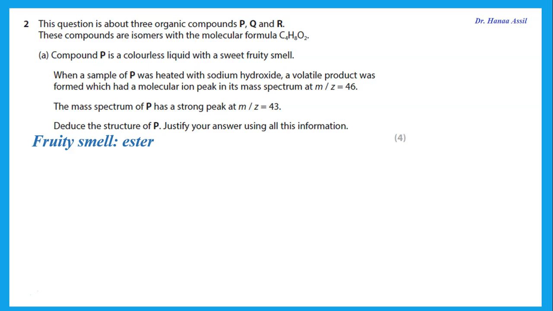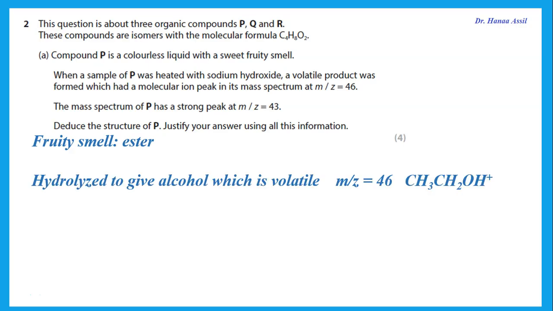Remember that if you heat an ester with a base, it is hydrolyzed. It is broken up into the acid part and the alcohol part. The volatile product would be the alcohol. So a volatile product was formed which had a molecular ion peak in its mass spectrum at M/Z 46. That means that the alcohol part is something with an M/Z of 46, and that means that is ethanol.